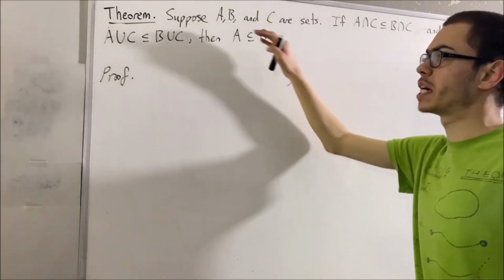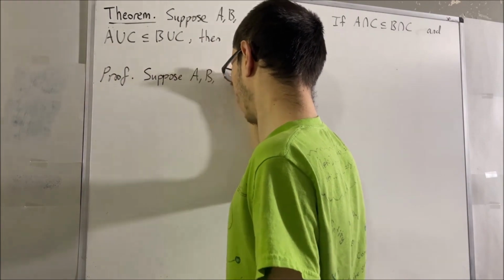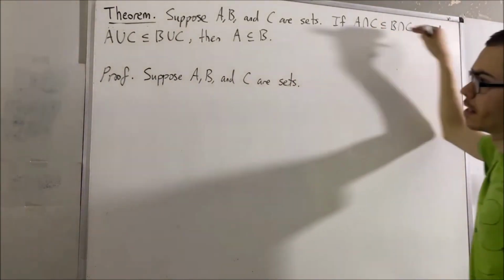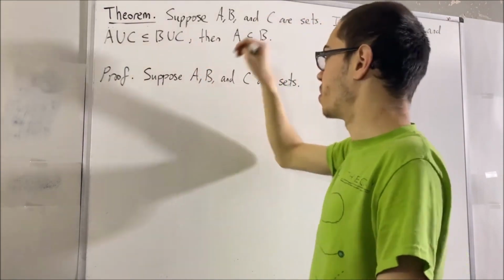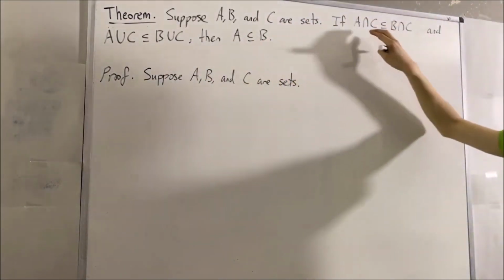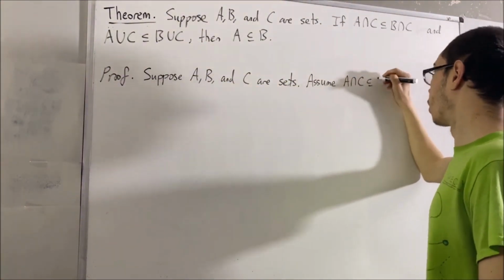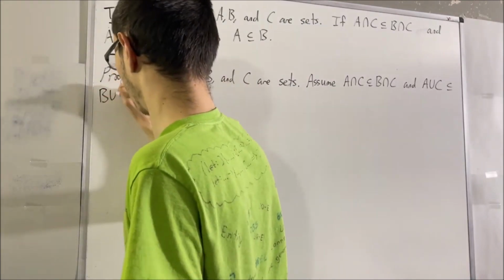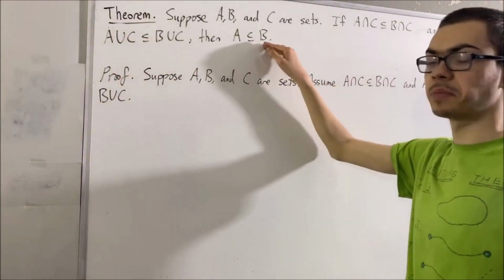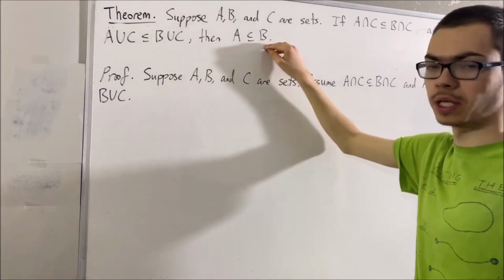So let's start out by supposing that A, B, and C are sets. And now, we want to prove if these two things are true, then this must be true. So let's assume that this and this are true. And now our whole goal is to prove that A is a subset of B. That is, we want to show that everything in A is also in B.